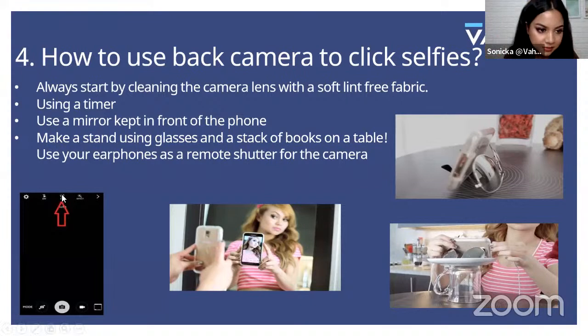And this is how your timer symbol will look. Most likely it looks like a clock, or it will say timer itself. So go to that one. You can set the time, 2 seconds, 3 seconds, 4 seconds, 10 seconds, however many you want. And you can just keep clicking pictures continuously that way.